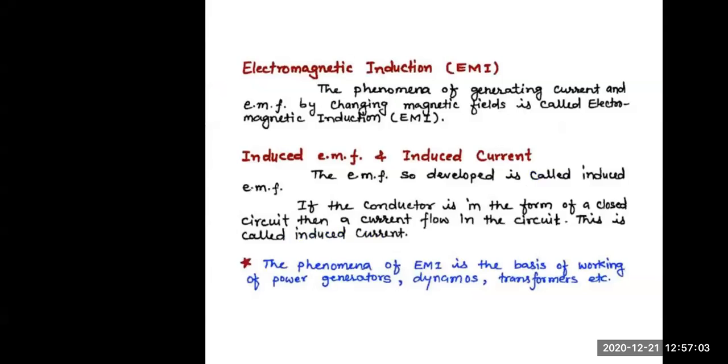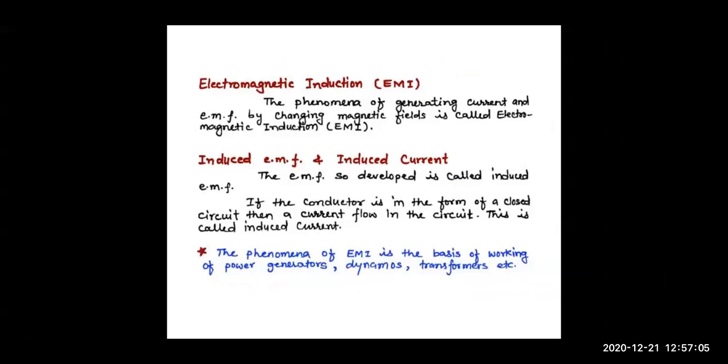Right, children? Now let's talk about electromagnetic induction. We have already done this in class 10. It is the process of producing current and EMF. What change are we making? We are changing the magnetic field, we are changing the magnetic flux, right? So the process of generation of current or EMF by changing the magnetic field is called electromagnetic induction.